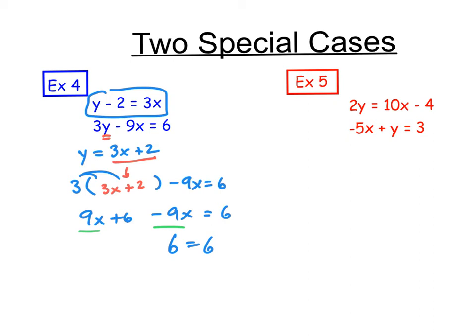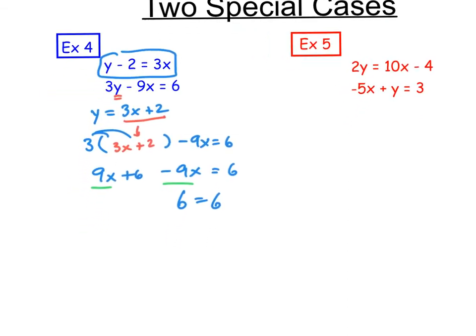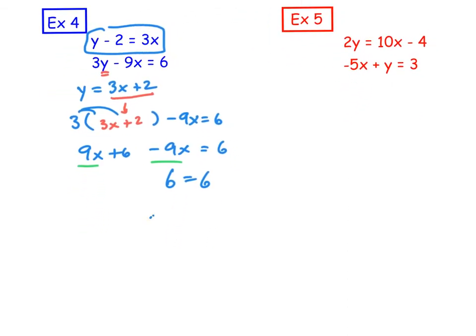We tried solving for x and we got rid of the x. So what does this mean? Well, whenever you get something like 6 equals 6, or 5 equals 5, or a billion equals a billion, whatever, when you solve it, if something equals itself, then this means there are an infinite number of solutions. In other words, it means this is the same line for both equations.